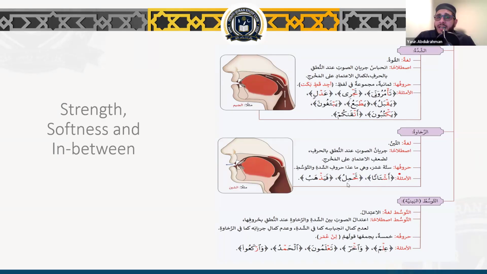So ashtata tahmil tah. You see how I can keep on going with the sound. Fayadh. I could keep going, right? The in-between letters are, from the name, somewhere between the shidda and the rakhawa.